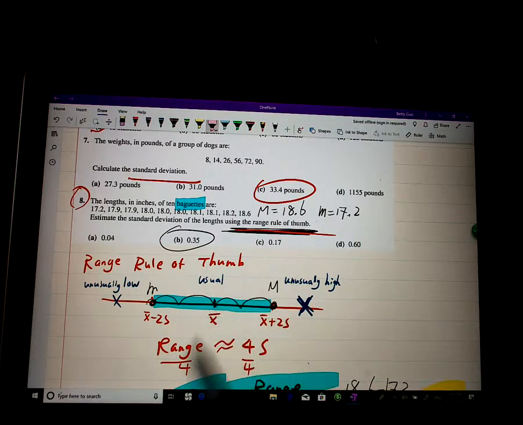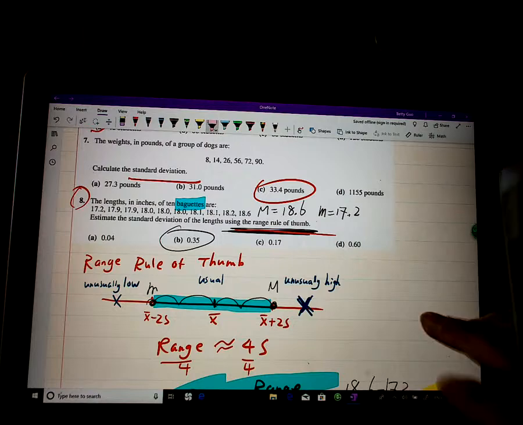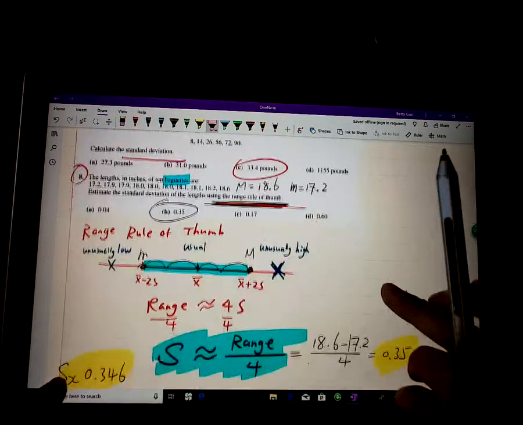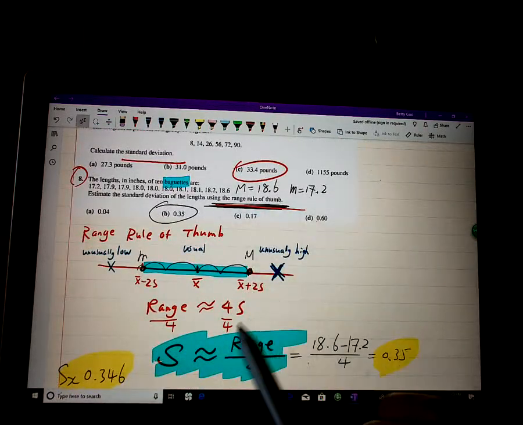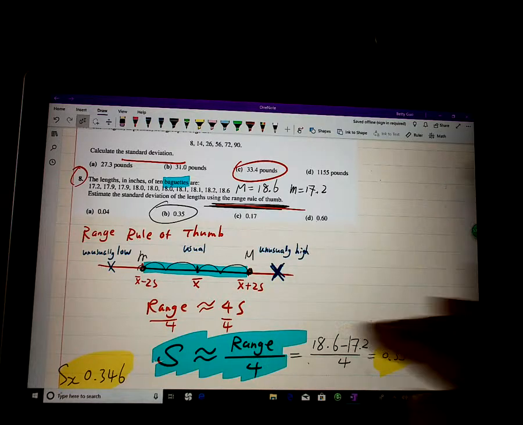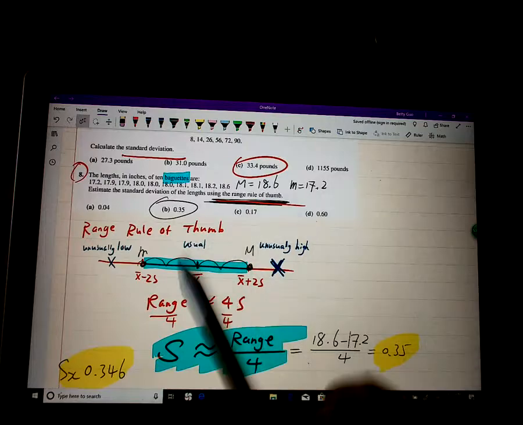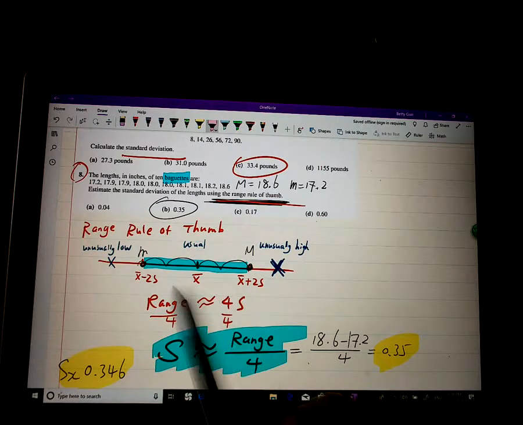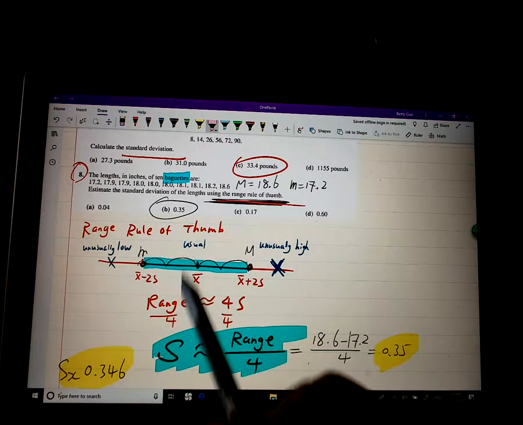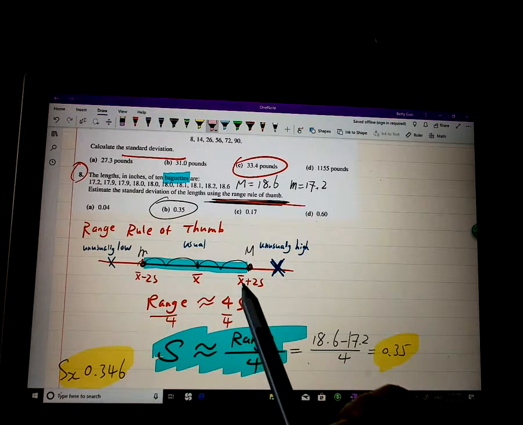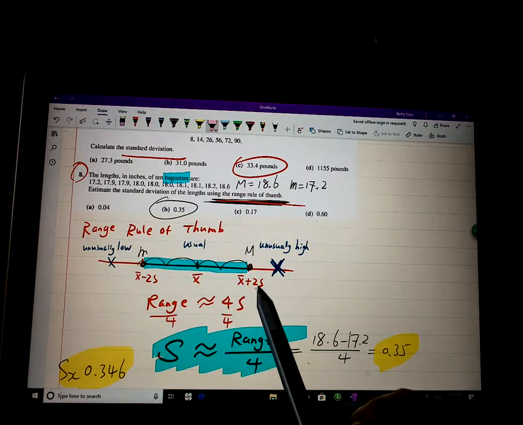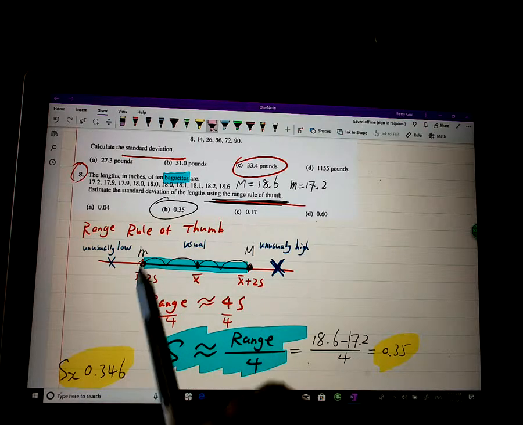Range rule of thumb gives us a fact about the distribution of any given data set. All right? Let's say we have a real number line here, and this is the mean, that's the center. This is the center, mean x bar, plus twice the standard deviation. And this is x bar minus twice the standard deviation.